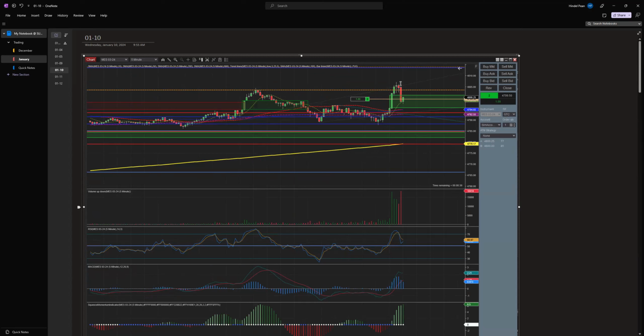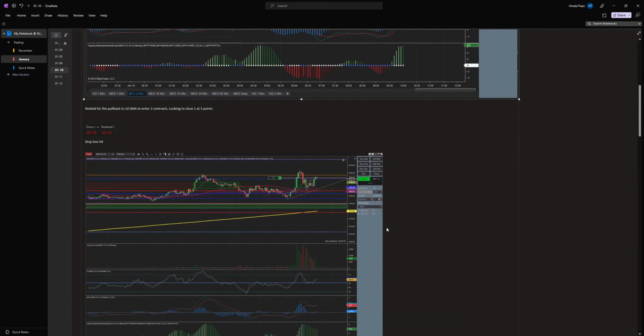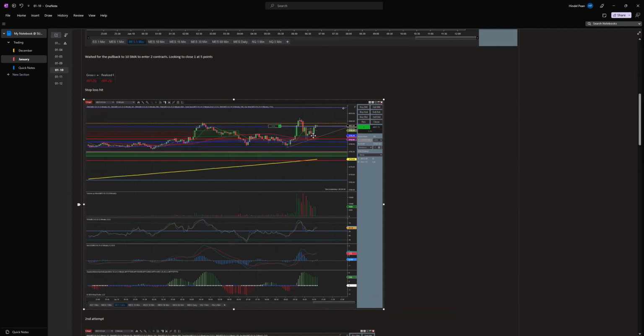Because I thought I was doing the right thing, I saw it coming to the 10 SMA. So I'm like, all right, that's pretty good right here. It should bounce and continue moving up. But that didn't play out. It actually came down and hit my stop.